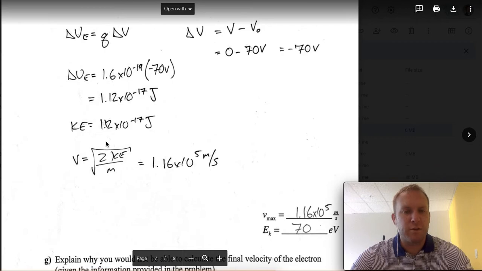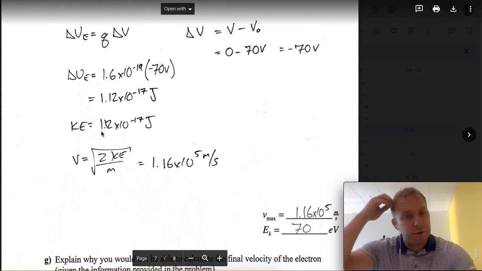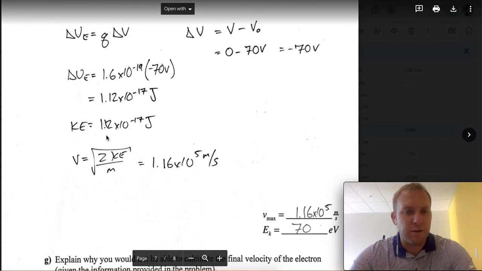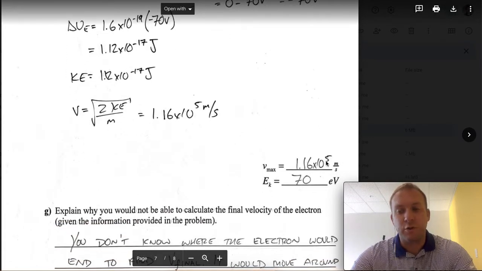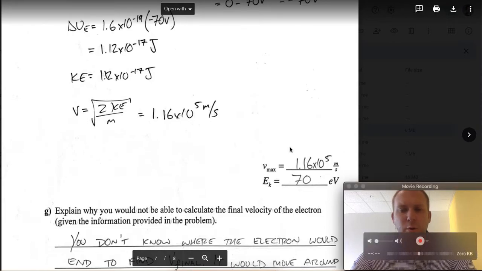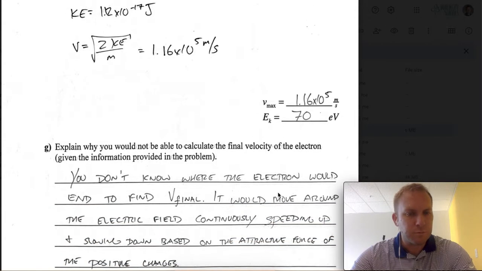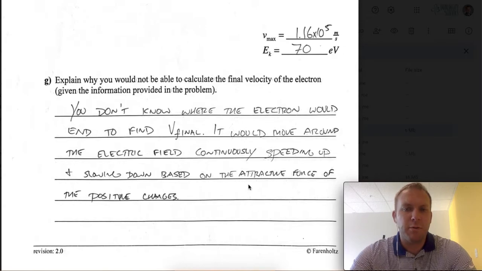Okay, it wants to solve for velocity, so I'm going to say that is the change in kinetic. Because my initial was 0, that's my final kinetic energy, and then I solve for velocity using 1/2 mv squared, and I get a value of 1.16 times 10 to the 5th. Again, it should be close to that because these values are pretty well known. Explain why you wouldn't be able to do it for an electron.